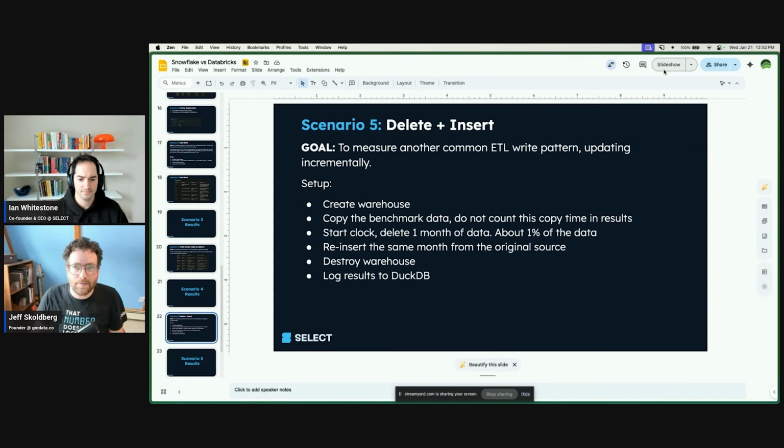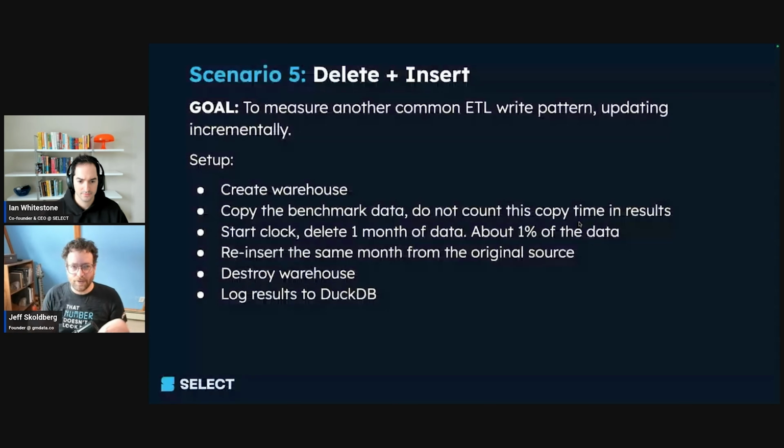Scenario 5, which is the delete plus insert. So after you build your big table once, you're normally going to insert incrementally. And if you need to merge data in, one popular way, instead of using a merge statement, is just to delete the matching primary keys and then reinsert them. It's an incredibly common ETL pattern that people do.